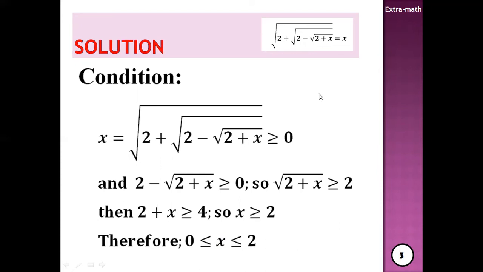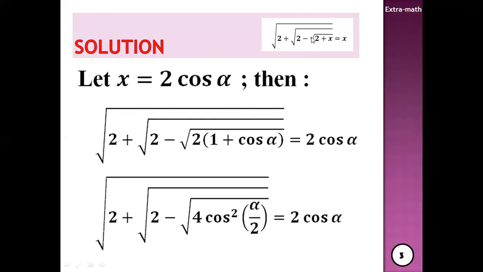Now, let's start with the solution. This equation is difficult to solve with an algebraic method, so we will use a trigonometric substitution. Let's take now x equals 2 cosine alpha. Note that here cosine alpha is x over 2, which is positive. Similarly, cosine alpha over 2 is positive.